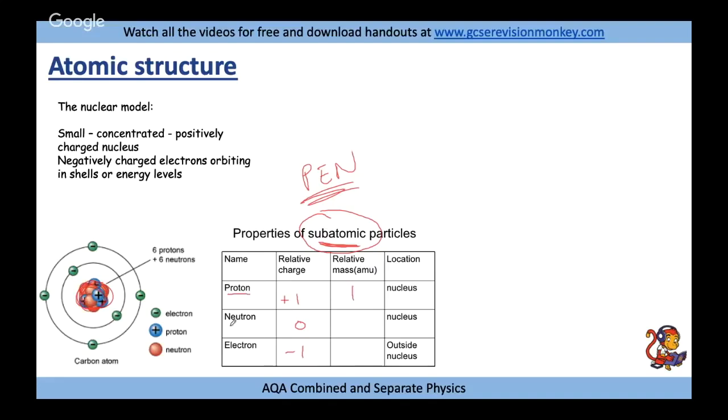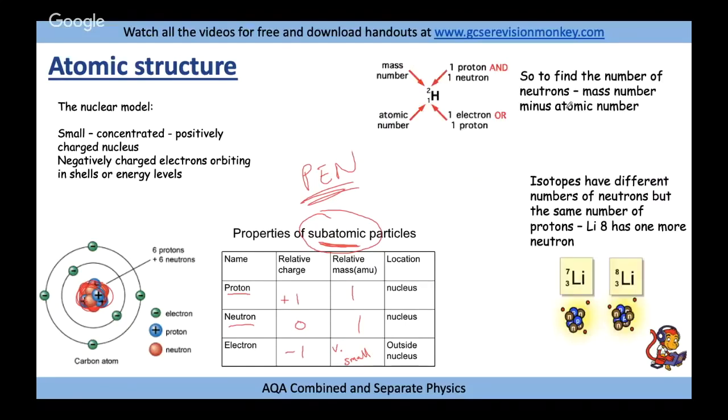Proton has a mass of 1, neutron has a mass of 1, electron very small. Okay, we have here our symbol from the periodic table. This is the same as in chemistry, this part of the topic. Our top number is our mass number. That's our total, protons and neutrons.